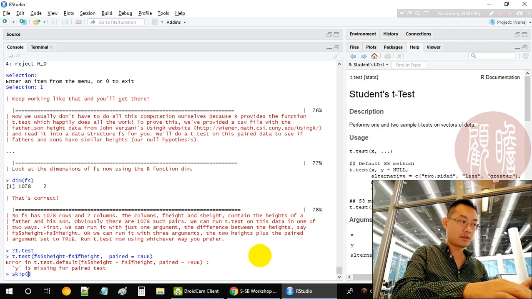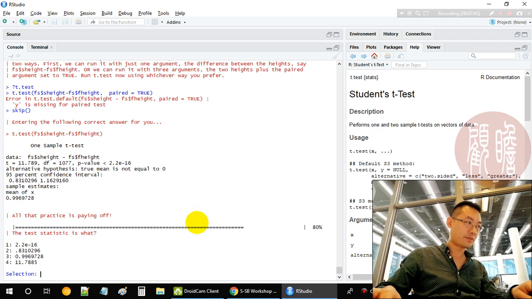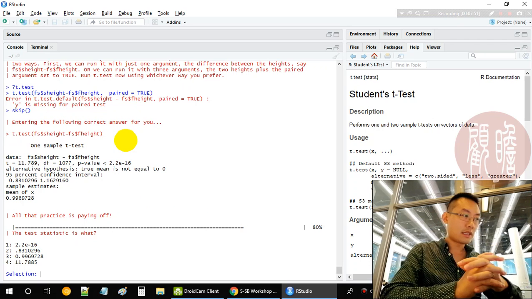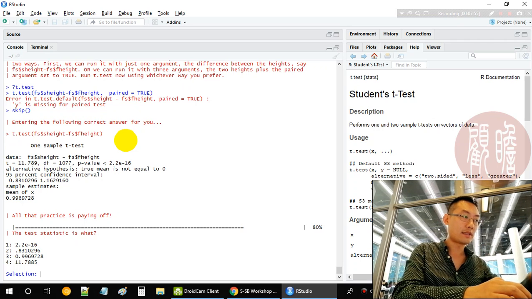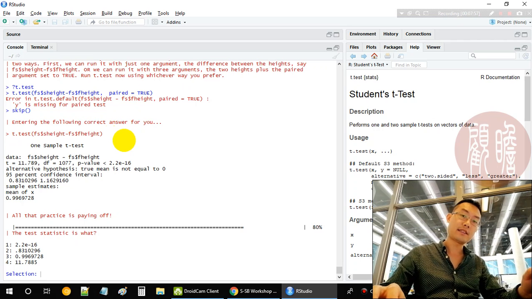Let's analyze the result. Okay. It's just the father's height minus the son's height. This is not a paired pattern, just a one sample t-test. So we test the difference.